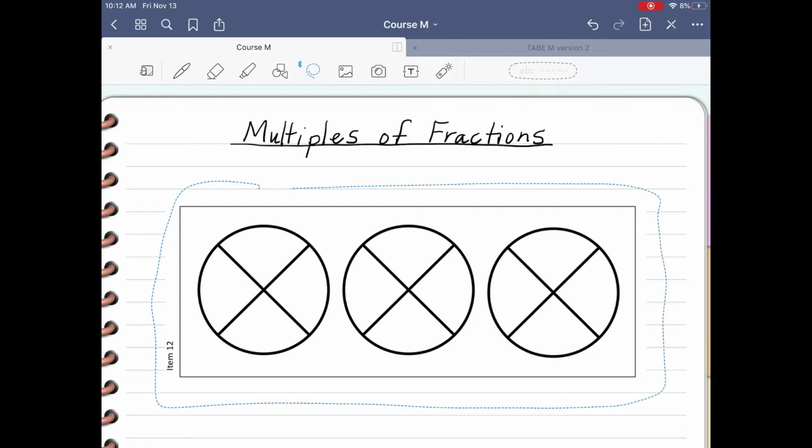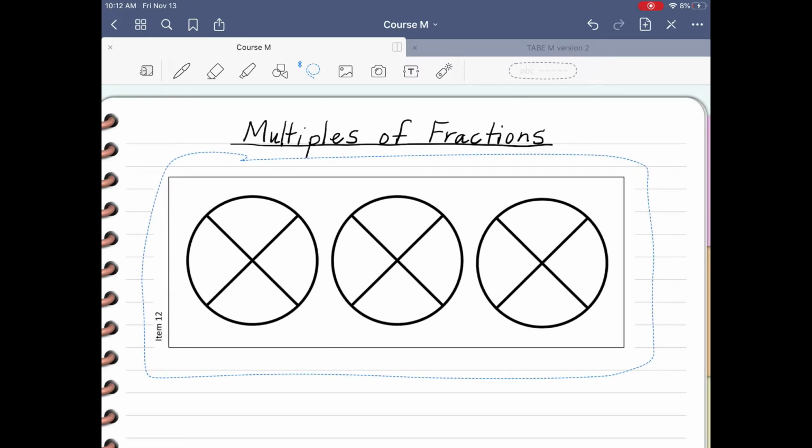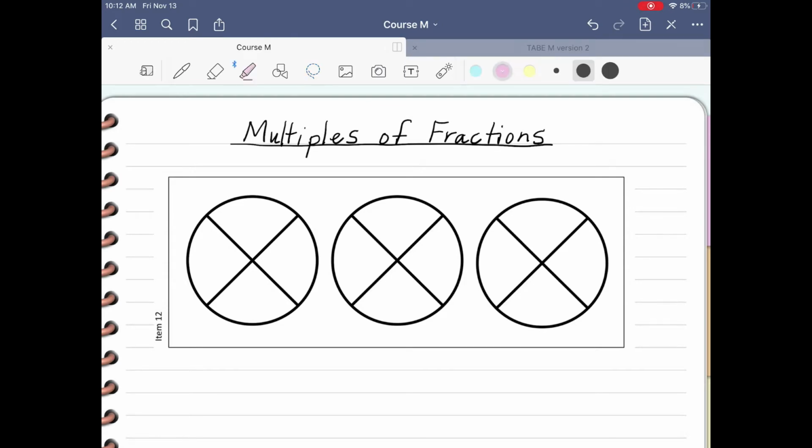So item number 12 looks like this. There are 3 circles that are cut into fourths, and we need this piece for this lesson. The first thing that we need to do is to color, and you can use just your regular pencil if you don't have colored pencils, or highlighters is fine. Color in 2/4 or 1/2 of this circle.